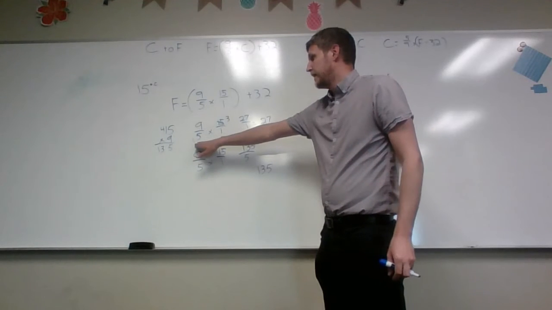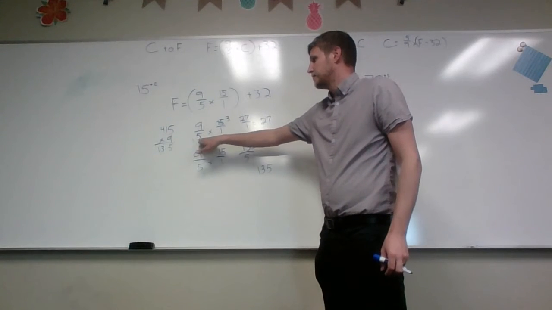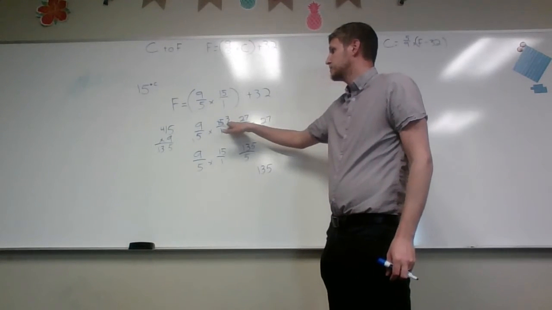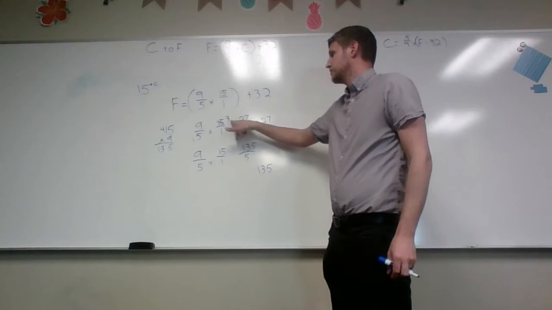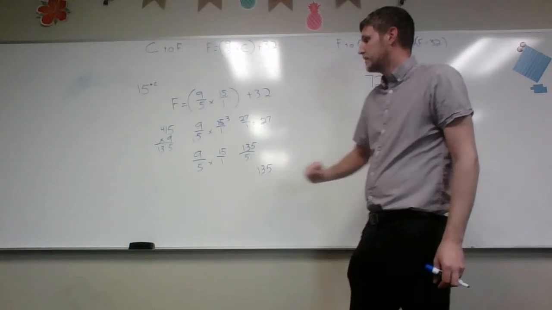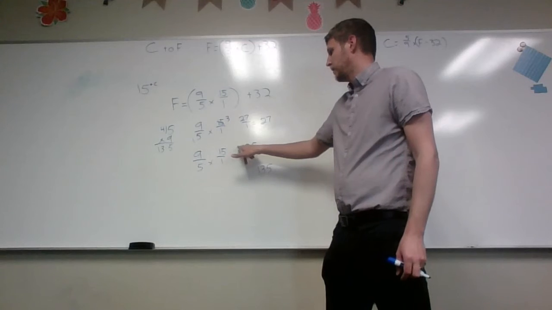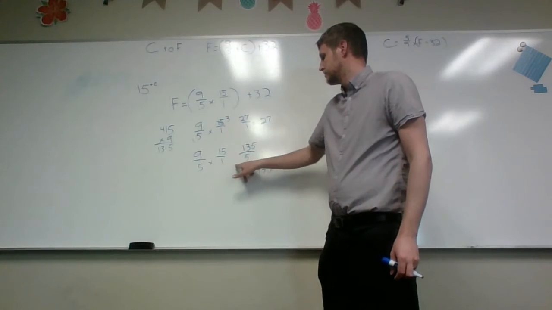So because I divided this 5 and 15, 5 divided by 5 is 1, 15 divided by 3 is 3, but I still have to do 9 times 3, so that's where I got the 27. Here, I did 9 times 15, I got 135. 5 times 1 is 5.